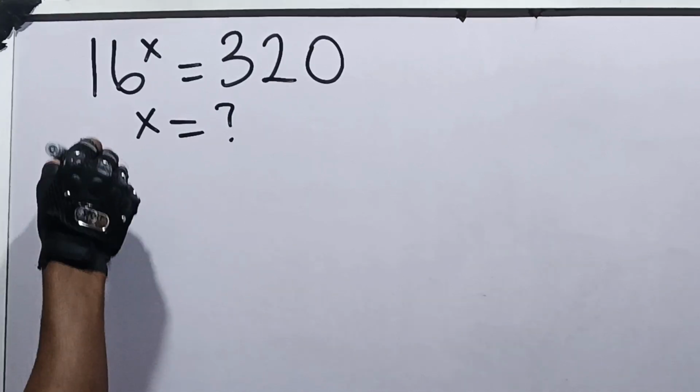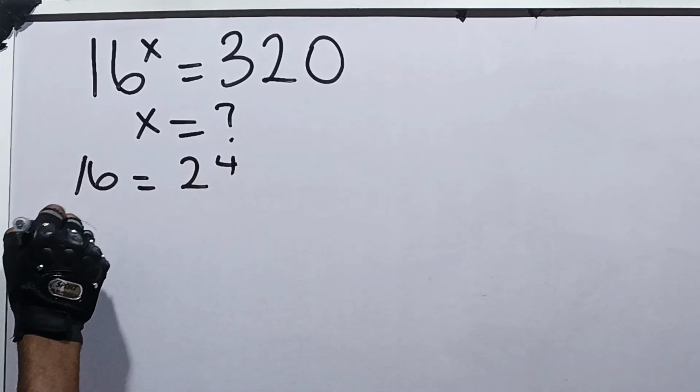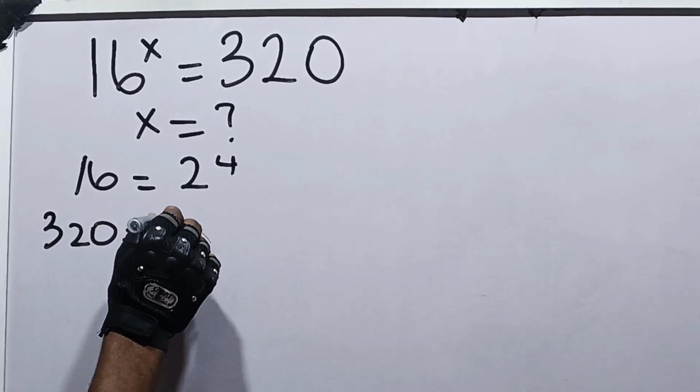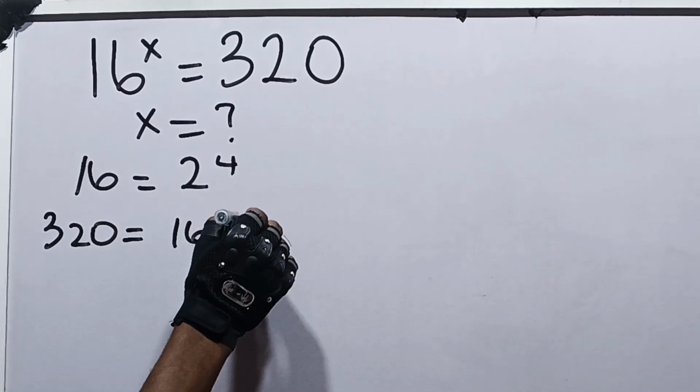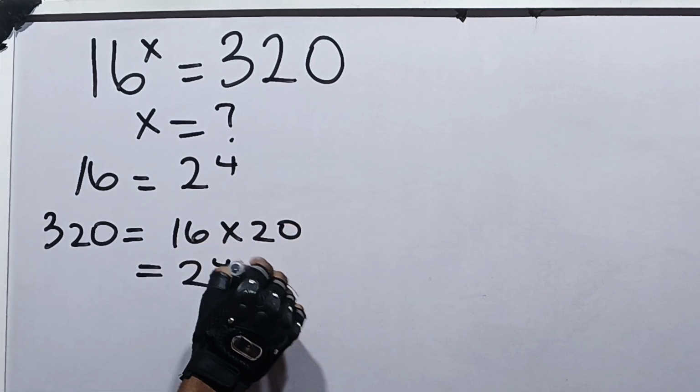16 here can be said to be equal to 2 raised to the power 4, and 320 can be said to be equal to 16 times 20. Recall that 16 is 2 raised to the power 4, and 20 is 4 times 5.